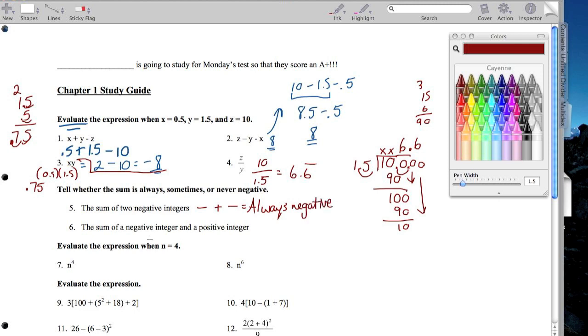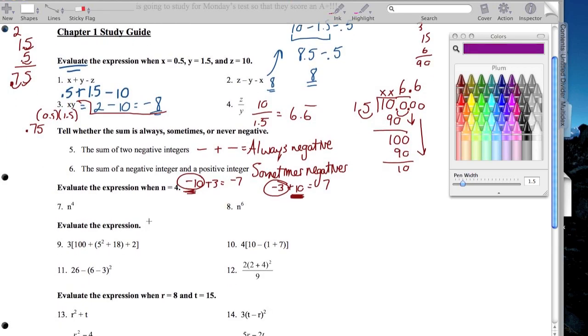Number 6, the sum of a negative integer and a positive integer. This one is sometimes negative. And the reason is because let's say we had negative 10 plus 3. This is negative 7. But what if we had negative 3 plus 10? This is positive 7. So sometimes it's negative, sometimes it's positive. This is where we look for the bigger sign. The number with the bigger sign is going to be the one that determines it. So here it was the 10. Even though this was negative, this one had the bigger sign. So that's how that came to be.